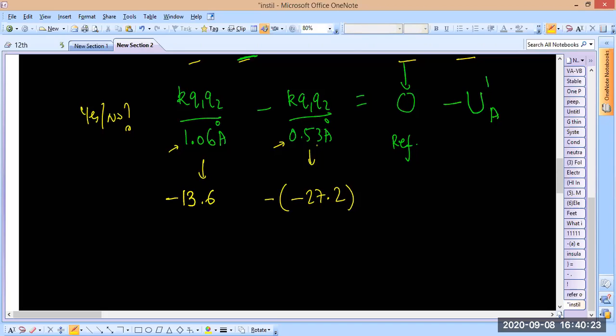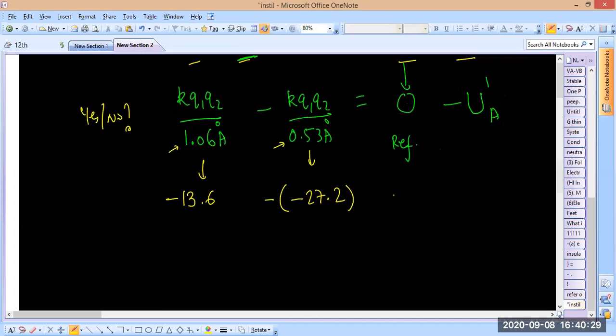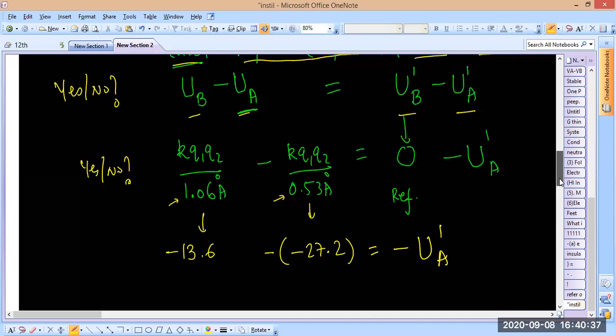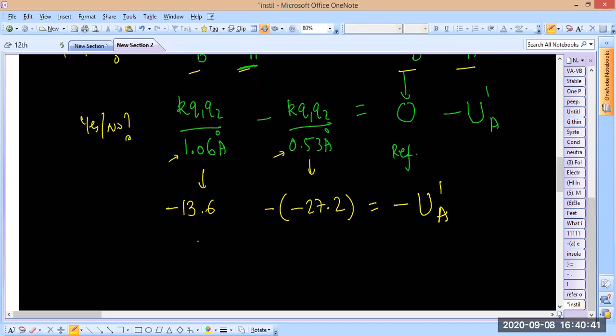Okay, now just subtract this, so you get your answer. The sum is done. All right, okay. So what will be this answer? UA dash will be equal to minus 13.6 eV. Yes, Ki, your answer was correct.